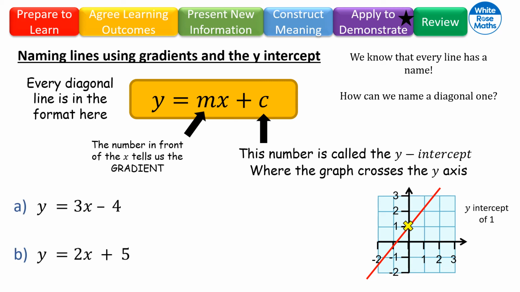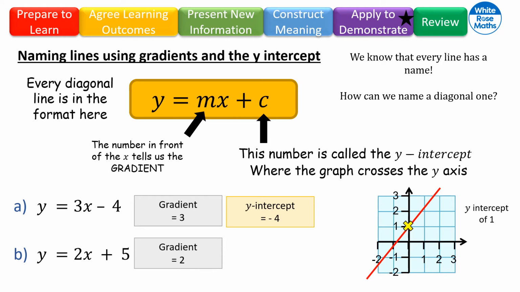So I've got two lines here. A is y equals 3x minus 4. Hopefully you should be able to tell me that the gradient is 3 because the number in front of the x is 3. And the y-intercept is actually not 4 but minus 4, which means it crosses down at minus 4 on the y-axis. On B, we've got a gradient of 2 because that's the number in front of the x. And then my y-intercept is 5 because it crosses the y-axis at 5.